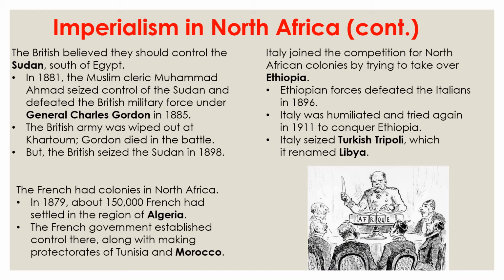The British believe that they should control also the Sudan, the southern part below Egypt. In 1881, the Muslim cleric Muhammad Ahmad seized control of the Sudan and actually defeated the British military force under General Charles Gordon in 1885. The British Army was actually wiped out at the Battle of Khartoum, and Gordon died in the battle. But even though the Sudanese had this early victory, it awoke a sleeping giant, if you will, and so the British will send more forces down to the Sudan.